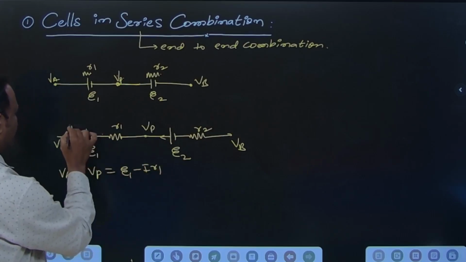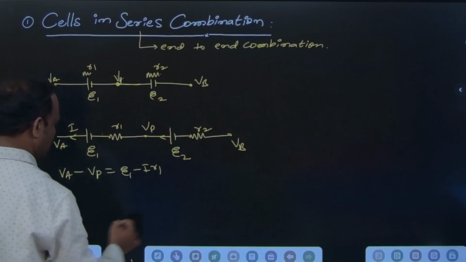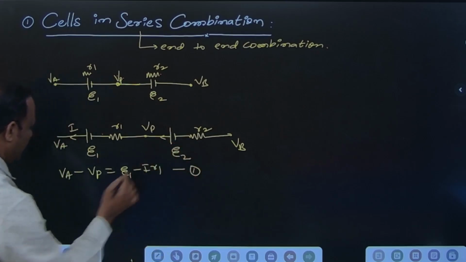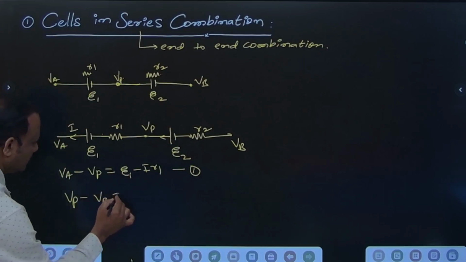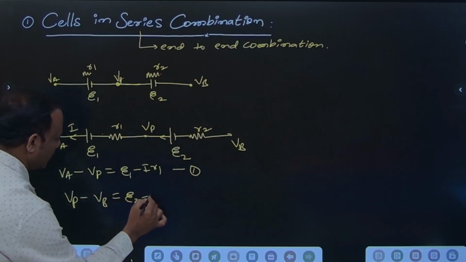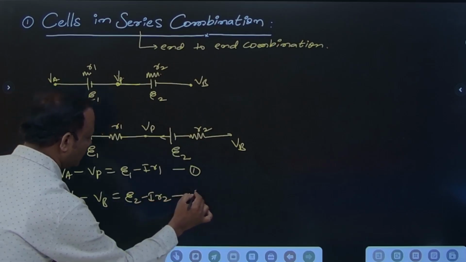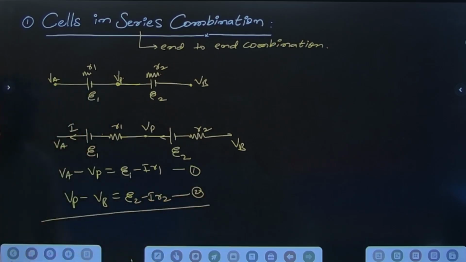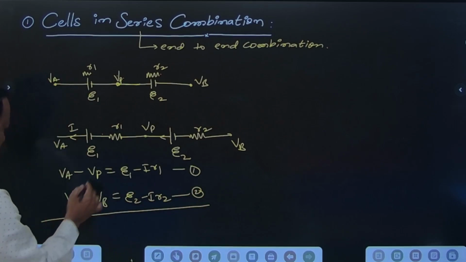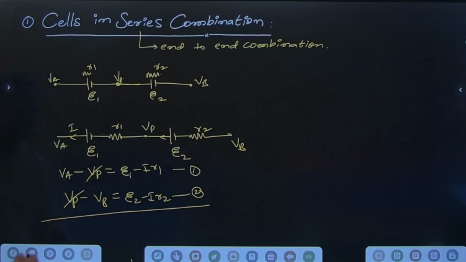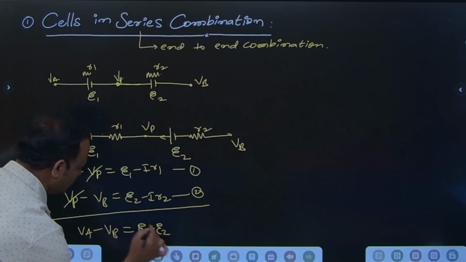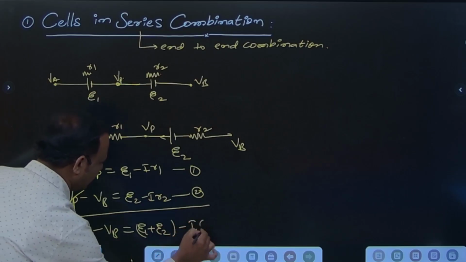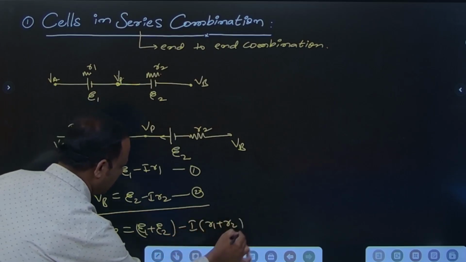So the amount of current passing is what? This is the first condition. And the next one, VA minus VB is equal to E2 minus I R2, the second case. So just solve them. Here minus VB plus VB cancelled. So VA minus VB is equal to E1 plus E2 minus I times (R1 plus R2).